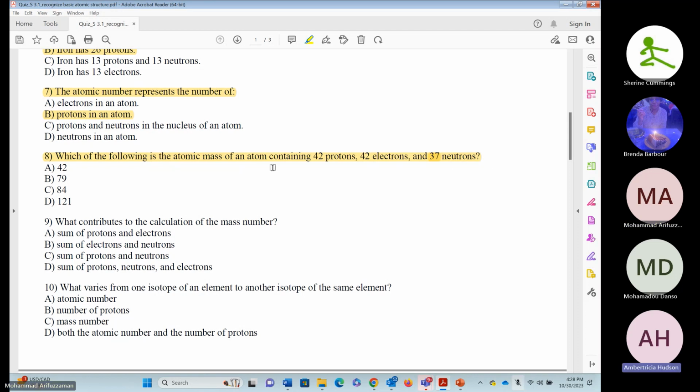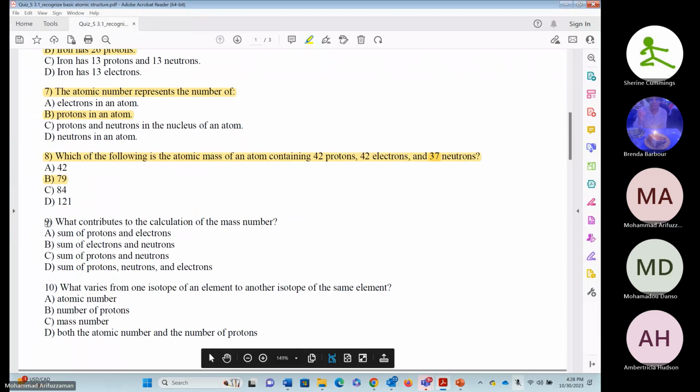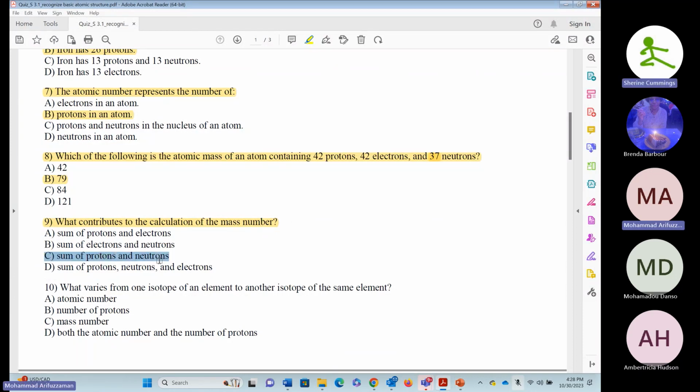So 42 plus 37 is 79, which is B. The mass means the number of protons plus the number of neutrons. I explain here: atomic mass is the number of protons plus the number of neutrons. What contributes to calculating the mass number? Protons and neutrons, the sum of the number of protons and neutrons.